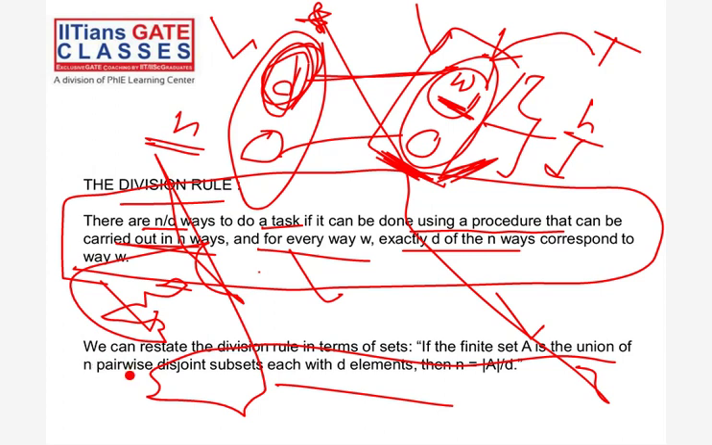So what it is saying, basically, is that if a set A is the union of n pairwise disjoint subsets, you can see these d ways.